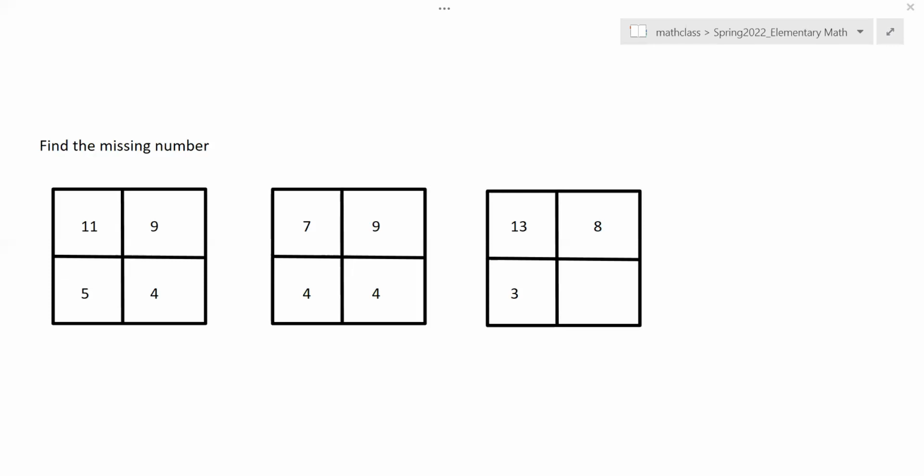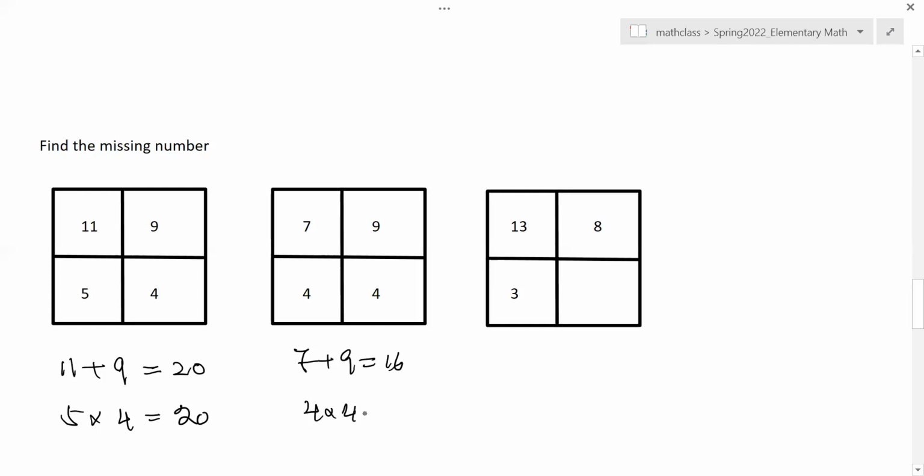So I see that 11 plus 9 is going to be 20. 5 plus 5 multiplied by 4 is also 20. So that means the sum of the numbers in the first row should be equal to the product of the numbers in the second row. And let's double check that. Okay, it's 16, and 4 times 4 is also 16. That matches. The sum of the numbers in the first row is going to be the product of the numbers in the second row.